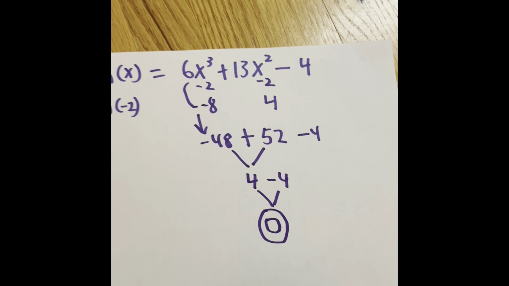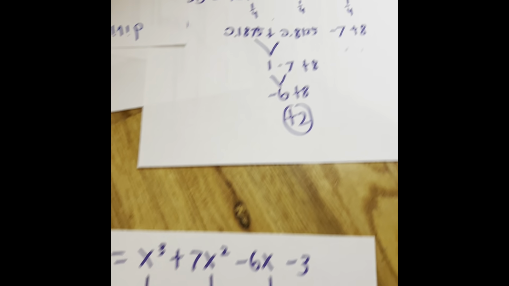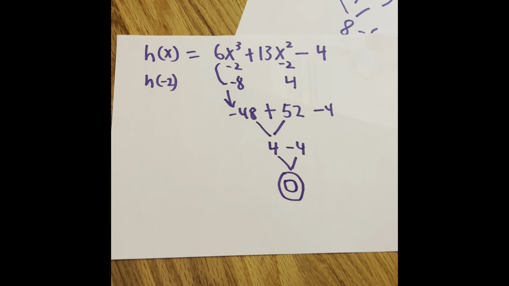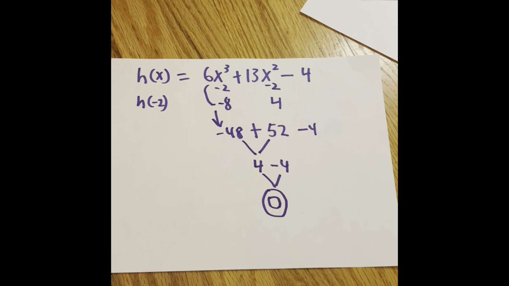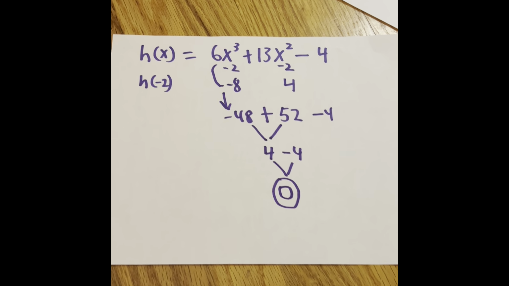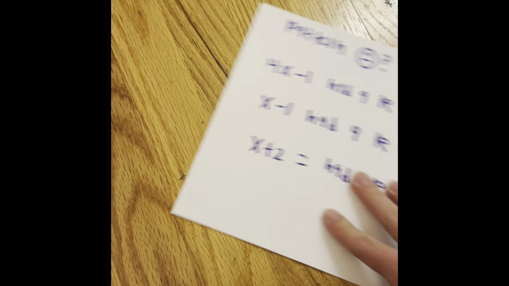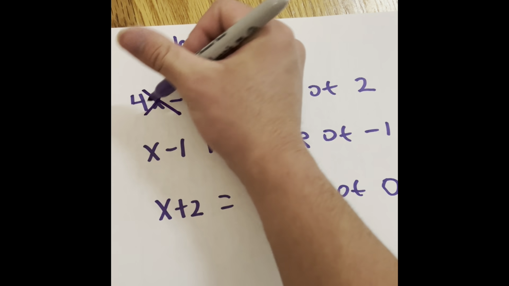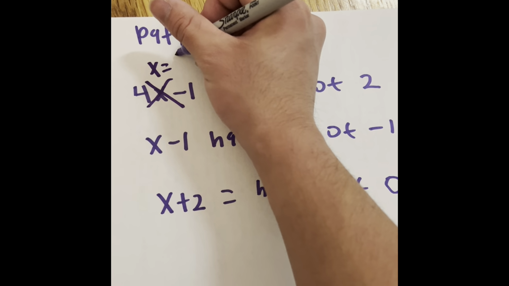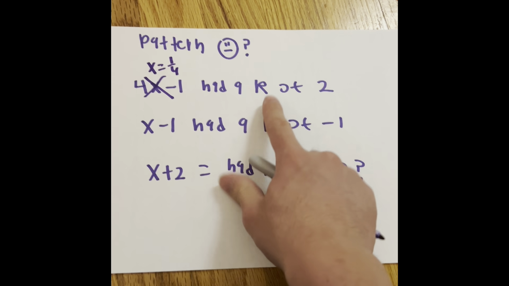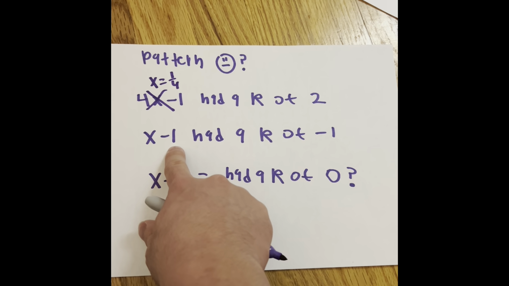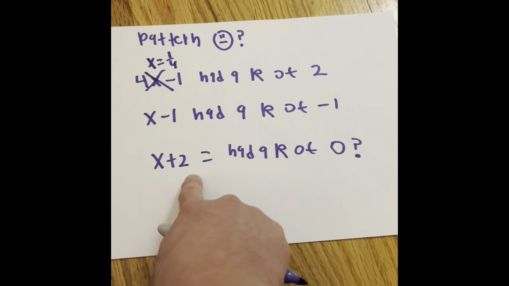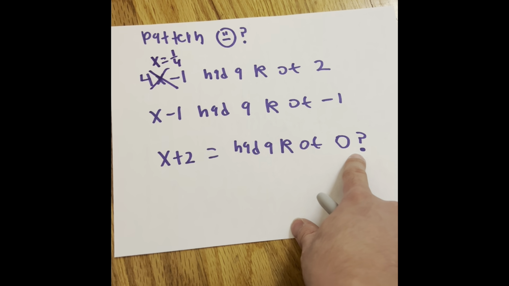So, we have 3 different answers. The first one was positive 2. The second one was a negative 1. And the third one is 0. So what's the pattern? Well, when we did 4x minus 1, that translates when you do the zero product property to x equals 1 divided by 4, and that is going to bring you to a remainder of 2. X minus 1 has a remainder of negative 1, and x plus 2, which is the opposite, has a remainder of 0. There is no remainder.